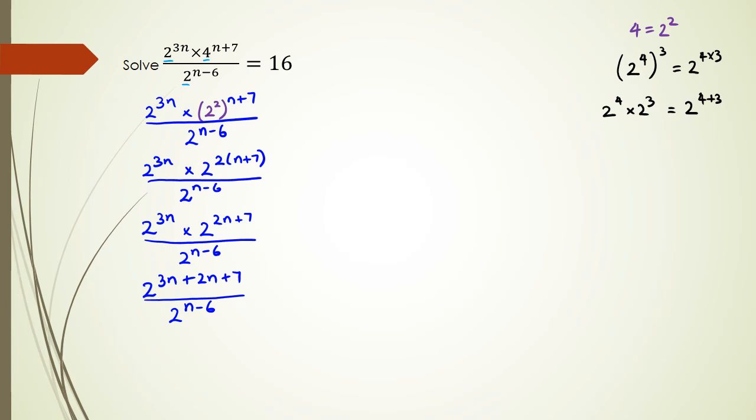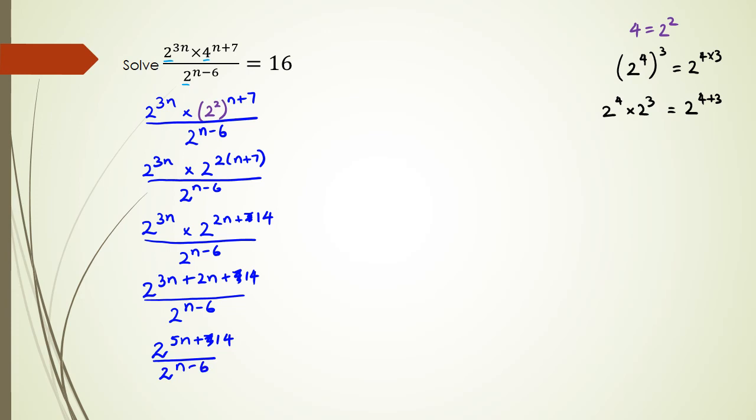Now the numerator can be simplified as 2 to the power of 5n plus 7 divided by... something's not right here. Oh, I just realized I made a mistake. That should not be 7, that should be 14. Yep, 14. As you can see, it's very easy to make mistakes in this kind of problem. But anyway, let's carry on. So we've got 2 to the power of n minus 6.